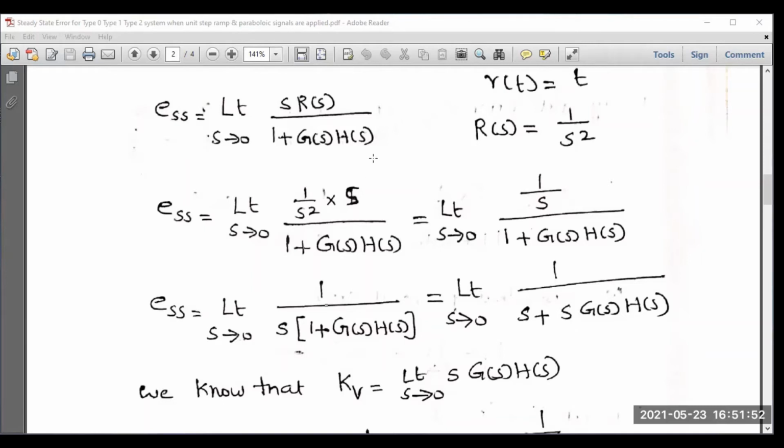Now you have to multiply with the s. So that s into 1 is nothing but s. Then s into g of s into h of s. So same thing I have written there. Later, what is the conclusion?